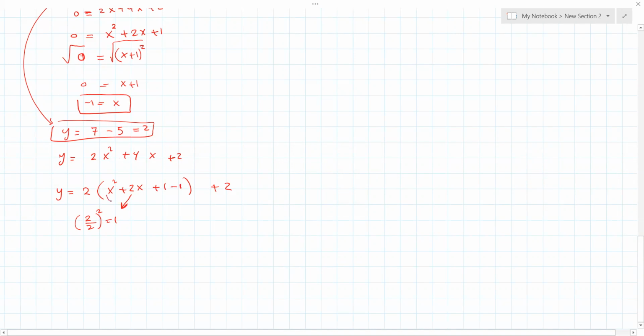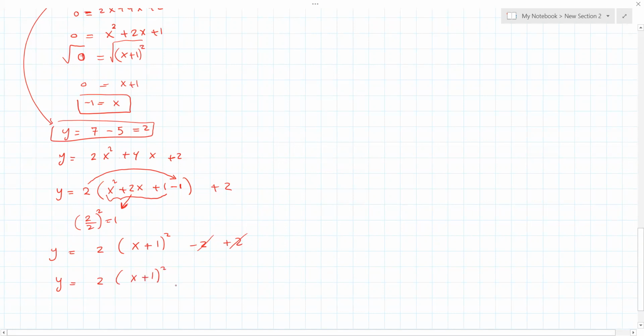Now these 3 terms here will represent a perfect square, so we can factor it out. So we can factor it to be this (x plus 1) squared. We will be left with 2 times -1. This is -2 plus 2, so these will be cancelled. And now we end up with 2 times (x plus 1) squared.